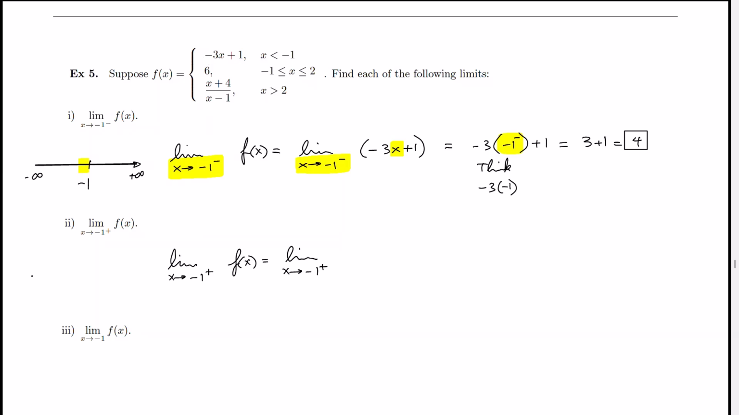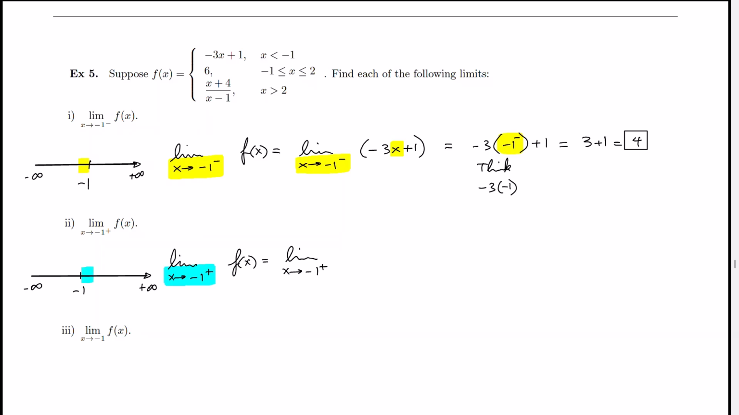Again, the idea is the same. I draw a number line, though you don't have to do that. You could do it in your head and visualize it mentally. But for me, it helps to make the little graph and think, okay, what does it mean to be -1 plus? That means I'm coming from the right side of -1. I'm slightly bigger than -1, so I'm over here somewhere.